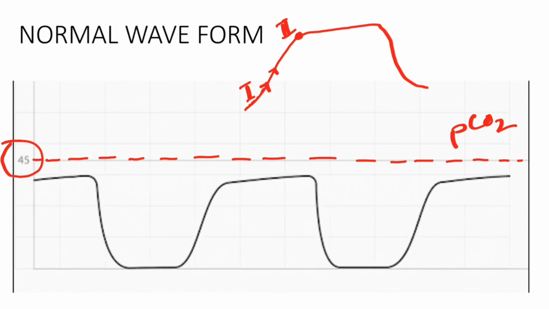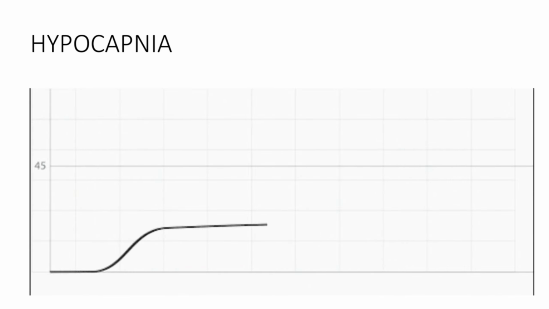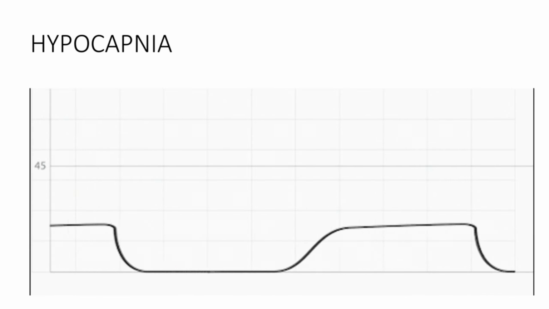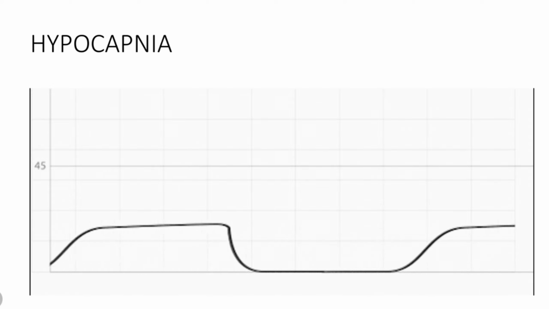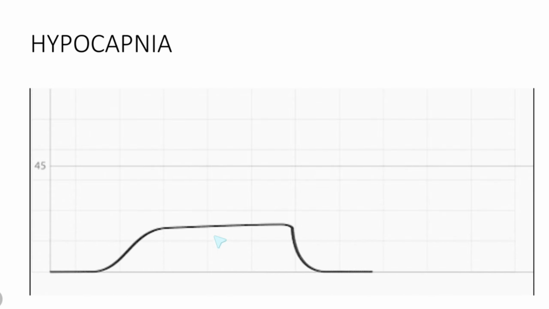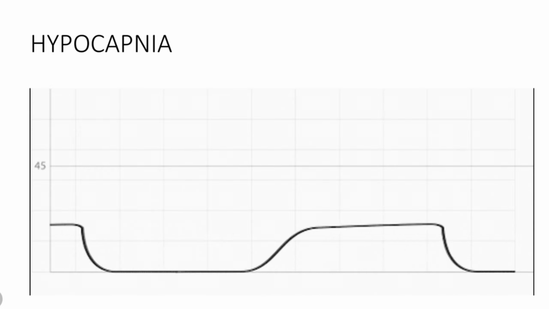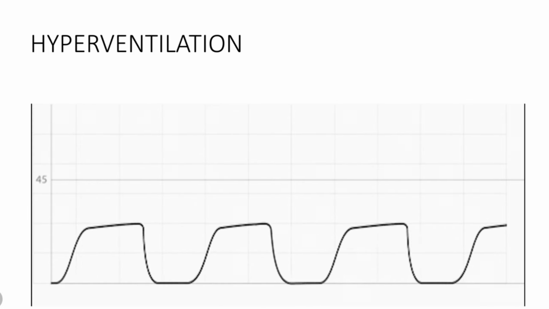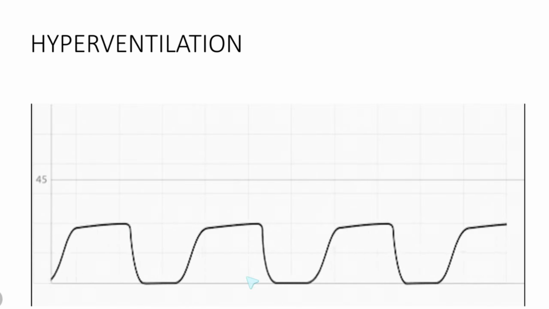This is a capnogram showing hypoventilation. You can see the breathing rate is really slow here. This shows bradypnea. You can also see the breathing rate is slow here. This is hypocapnia, where the end tidal CO2 is really low. You can see it doesn't go up much. It's below normal. This is hyperventilation. You can see how fast the respiratory rate is.